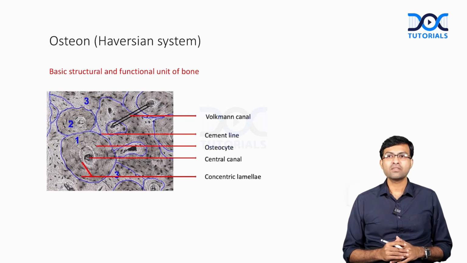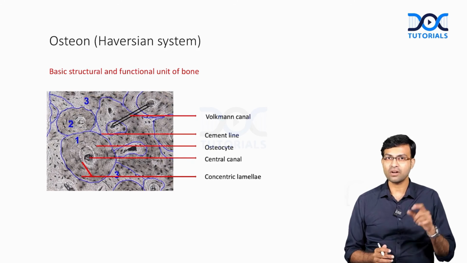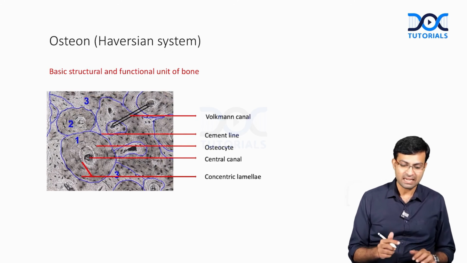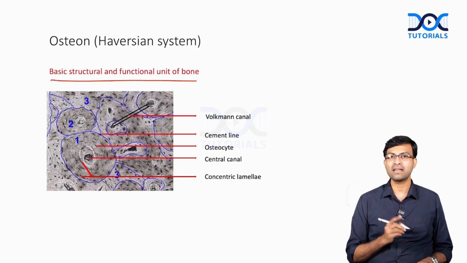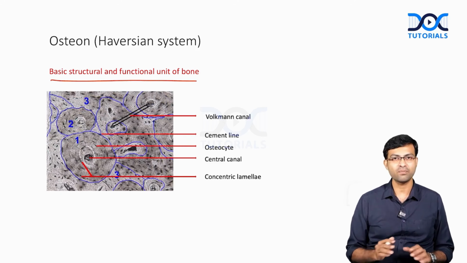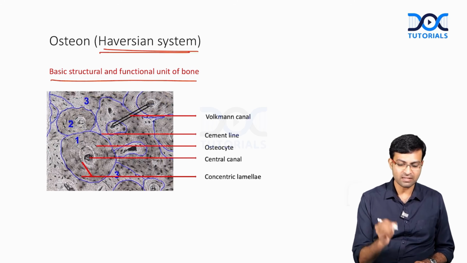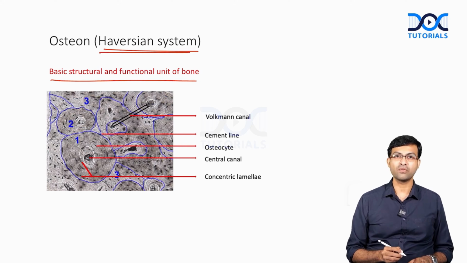Okay. Now let's go on to osteon. We learned about osteoid. What is osteoid? That is the protein part of bone. What is osteon? It is the basic structural and functional unit of bone. Basic structural and functional unit of bone is osteon. And osteon is also called the Haversian system. And the Haversian system is made up of few things.